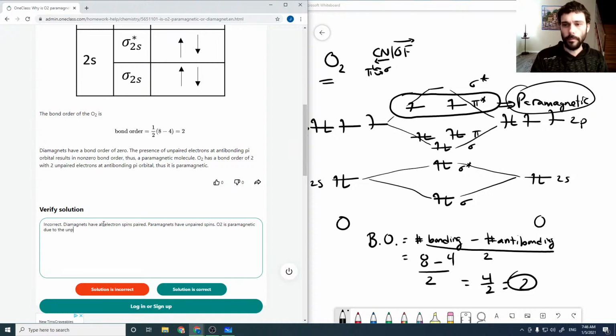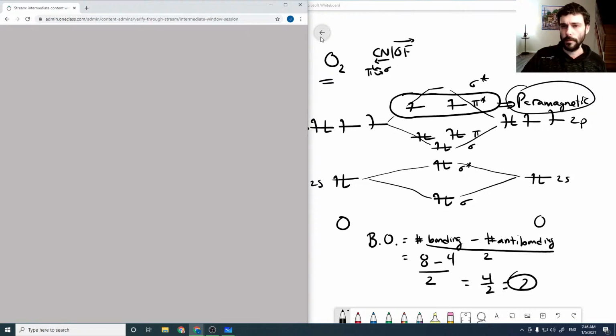O2 is paramagnetic due to the unpaired pi star electrons. The presence of unpaired electrons at antibonding pi orbital results in thus a paramagnetic molecule. So it is correct that it's due to the unpaired electrons, but that isn't what results in the non-zero bond order. Okay, so I'm just going to say it's incorrect, just because that's that.